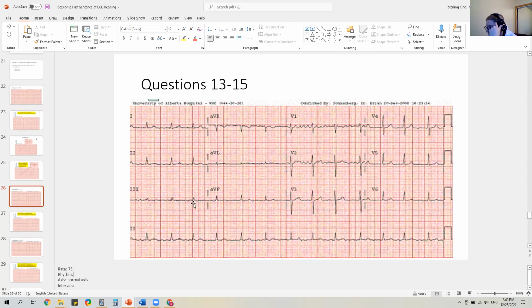This one looks constant, P, P, P. Then let's check the rhythms. So 1, 2, 3, 4, 1, 2, 3, 4, 1, 2, 3, 4, 1, 2, 3, 4. It's about 4, 4, 4, 4. So based on this, it looks like it's pretty constant. So I'm thinking atrial flutter.